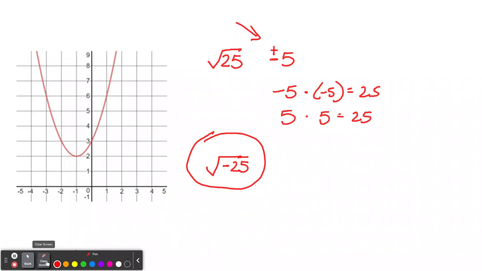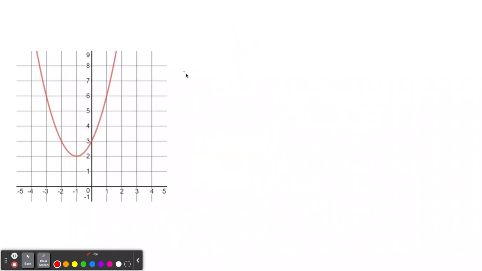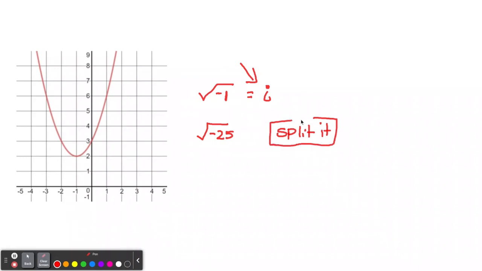So let's clear this out first of all. Let's get a clear page. So when we're looking at imaginary numbers, if I say the square root of negative 1, we're going to call that I. We got to get used to this symbol here, I. And if I had the square root of negative 25, which we had before, well, we'll have to split it. Stick with me for a minute. So just remember that the square root of negative 1 is I.